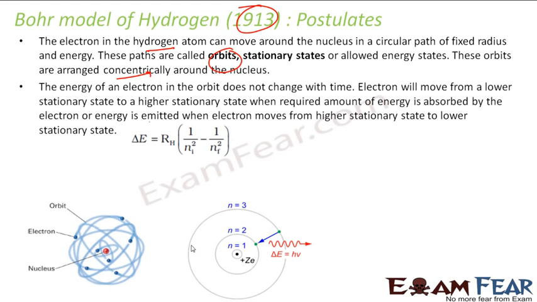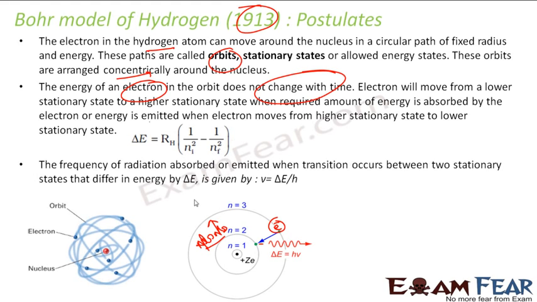The energy of the electron in the orbit does not change with time. For example, if I have an electron here, its energy will always be the same while it is in this orbit. An electron will move from a lower stationary state to a higher stationary state when the required amount of energy is absorbed or emitted. For example, if it emits some energy, it will go to the lower state. If it absorbs, it will go to the higher state. And delta E is nothing but RH, the Rydberg constant, times (1 by n initial square minus 1 by n final square).